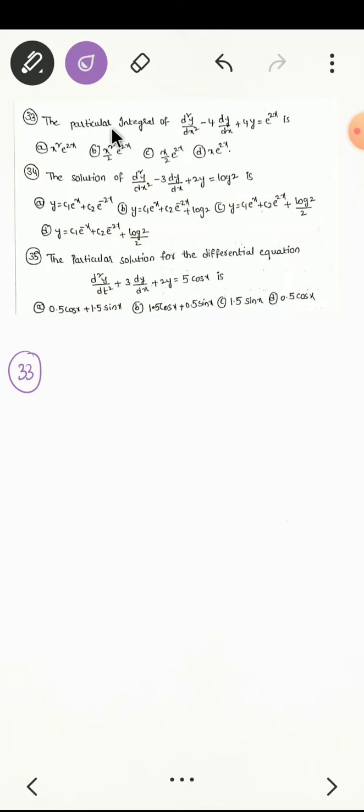Problem number 33, again they are asking only particular integral. So what is particular integral? 1 by this D square, that is capital D square minus 4 capital D plus 4 into e raised to power 2x. You know how to solve. Come on, substitute: 4 minus 8 plus 4. I am getting 1 by 0. 1 by 0 e power 2x, that doesn't give any solution.